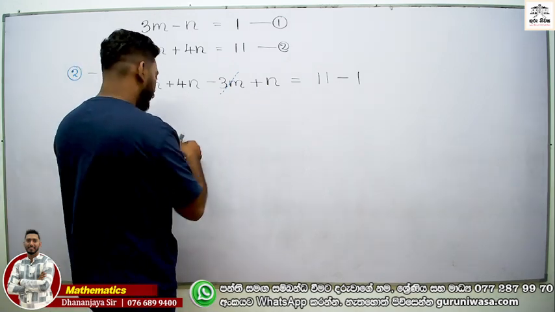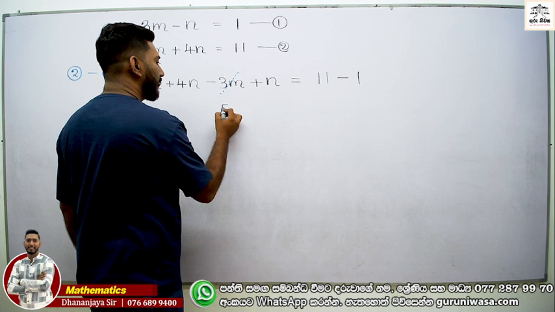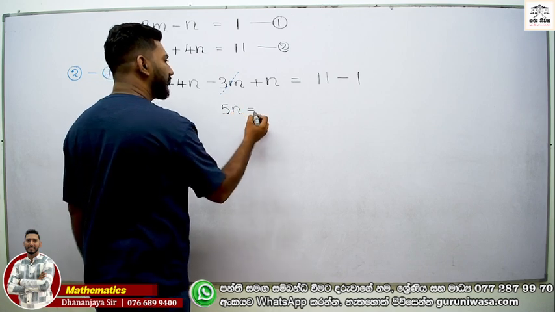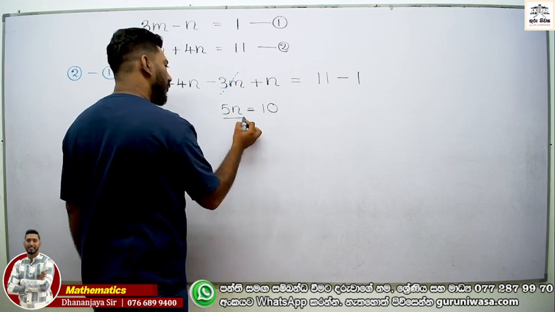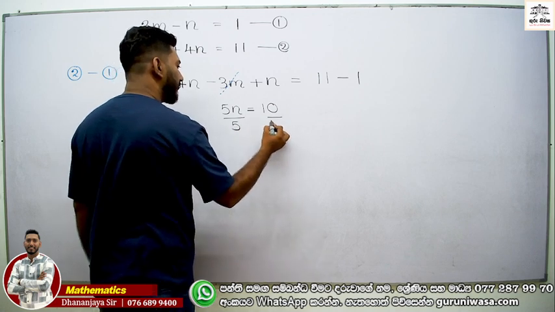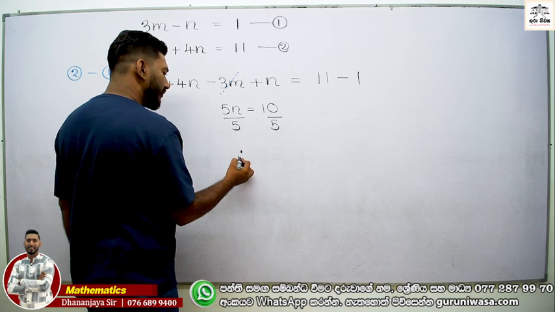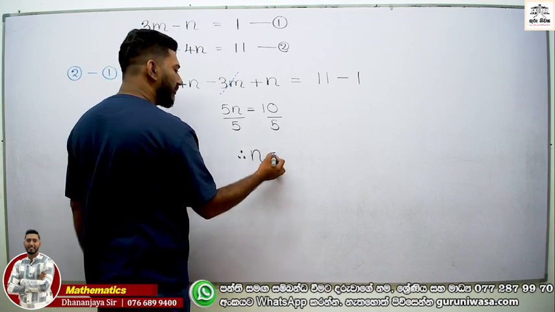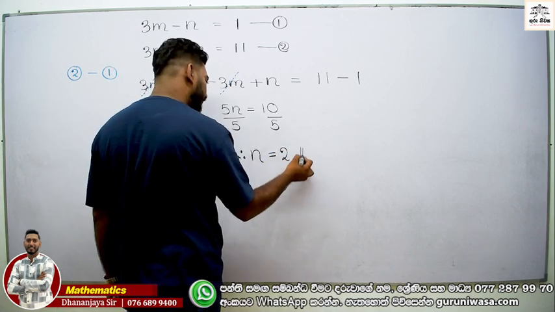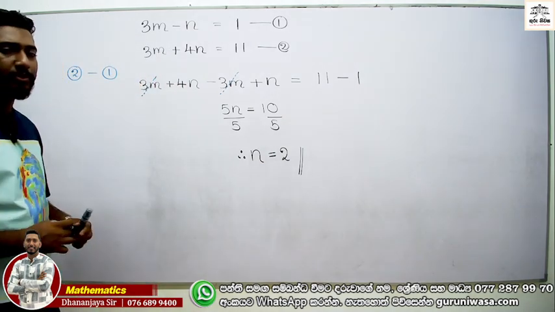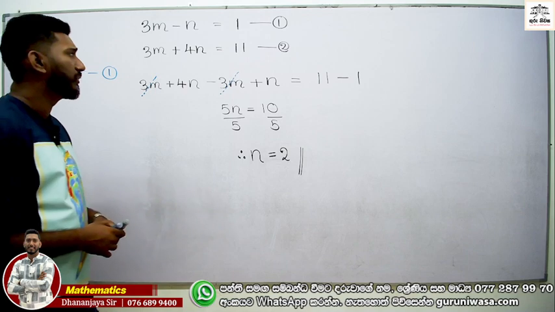4n plus n you can write as 5n equals 10. Now both sides are divided by 5. Therefore, you can write n equals 2. n equals 2. Now you have to substitute.